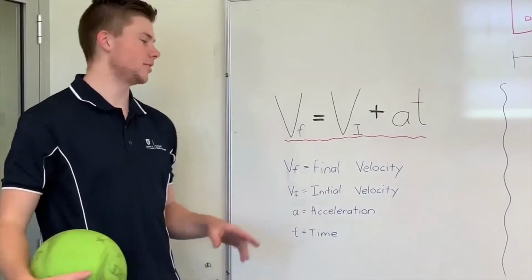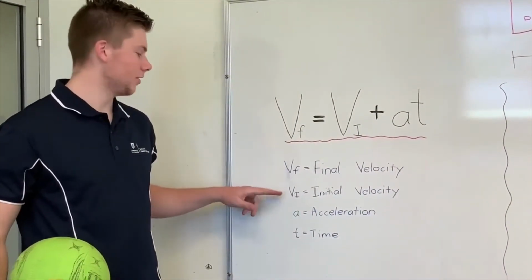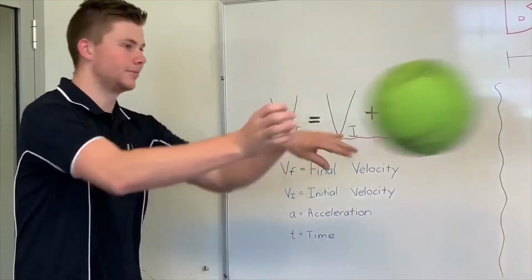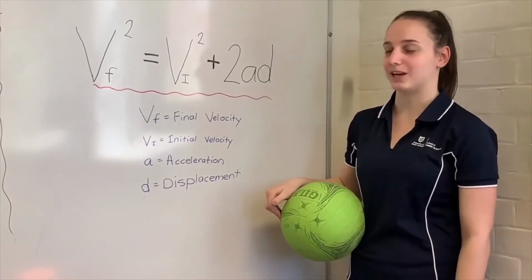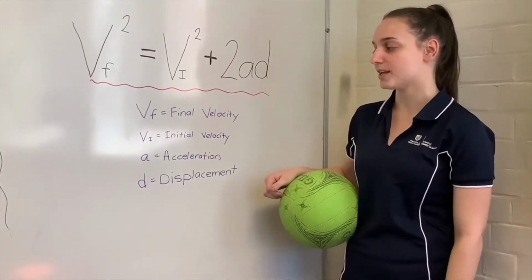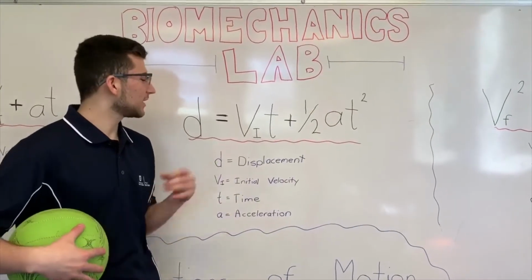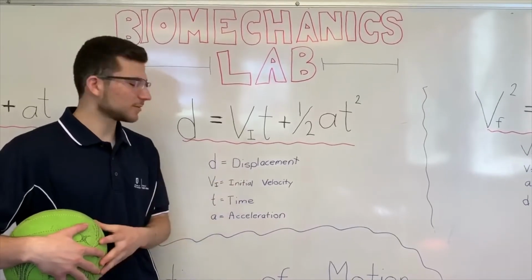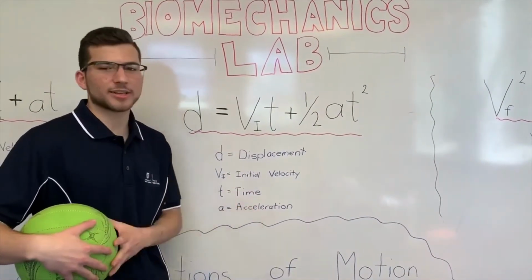The first equation is Vf equals Vi plus At, where Vf equals final velocity, Vi equals initial velocity, A equals acceleration, and T equals time. The second equation is Vf squared is equal to Vi squared plus 2Ad, where Vf is the final velocity, Vi is the initial velocity, A is acceleration, and D is displacement. The third equation is D equals ViT plus half AT squared, where D equals displacement, Vi equals initial velocity, T equals time, and A equals acceleration.